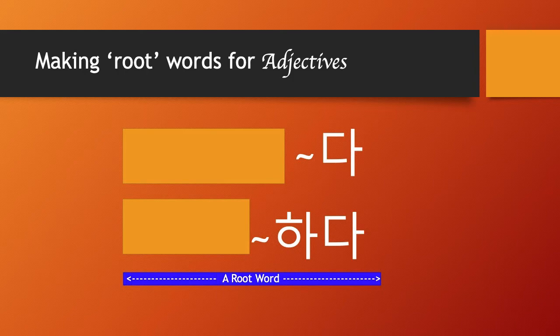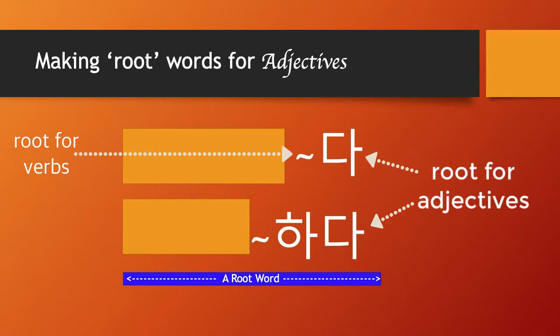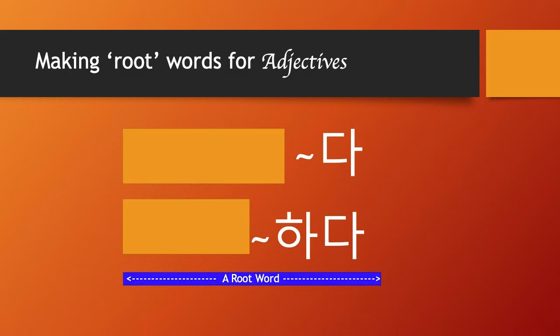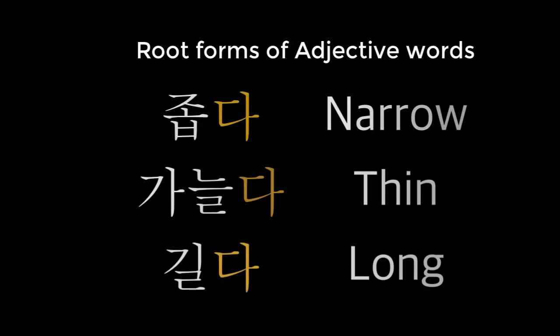All verbs end in 다 in the root form. All adjectives end in 다 or 하다 in the root form. The 하다 tail words in root forms are only used in adjectives. Here are some examples of root forms of adjectives. 좁다, 가늘다, 길다. 좁다 means narrow, 가늘다 means thin, 길다 means long. Let's learn how to use the variations of these root forms of adjectives.